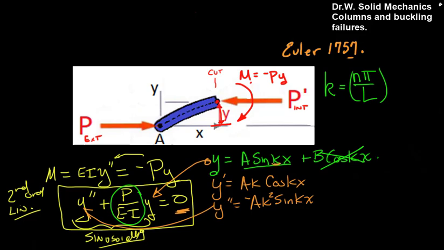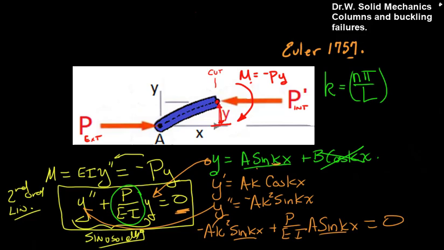If we do that, we'll get negative a k squared sine of kx plus P on EI times y, which is a sine of kx, has to equal 0 for our solution to be valid. And we see that these equations will cancel out if k squared is equal to P on EI. So that becomes our criteria for this to work, that we need k squared to be P on EI.